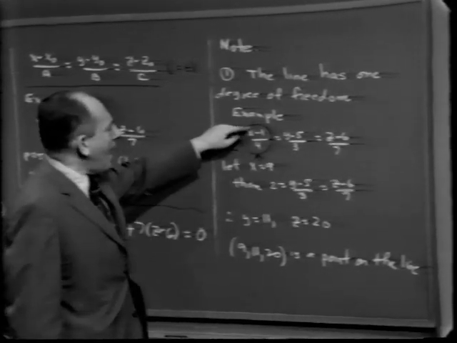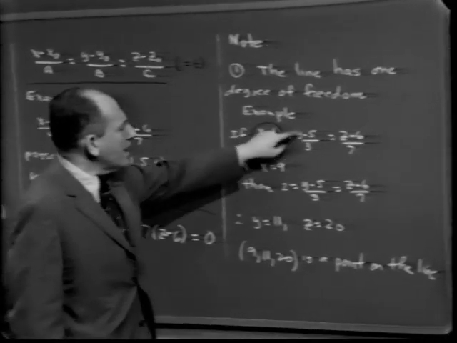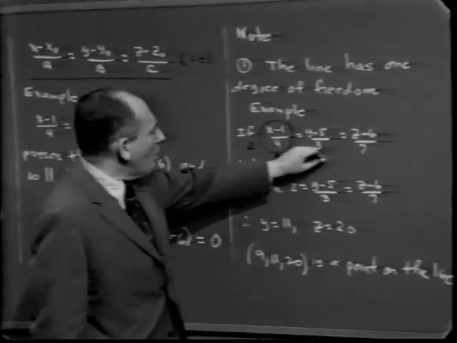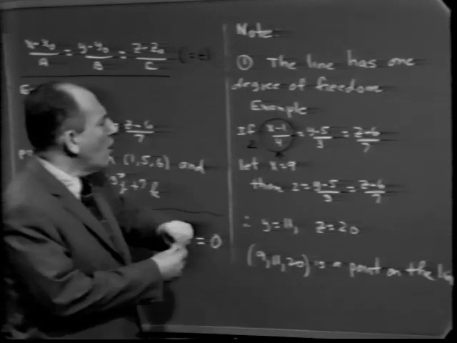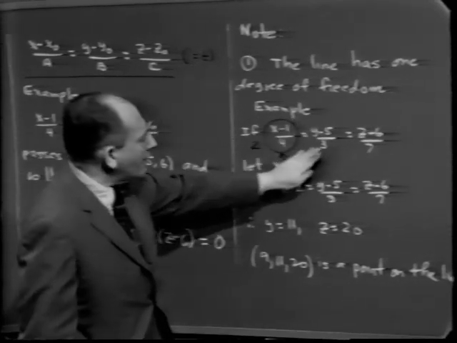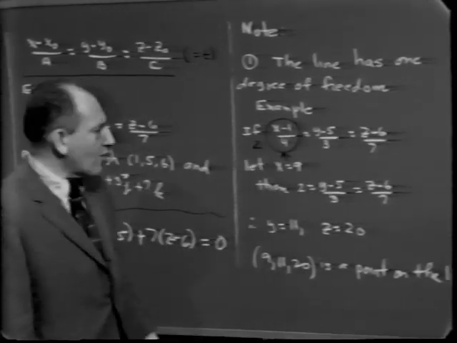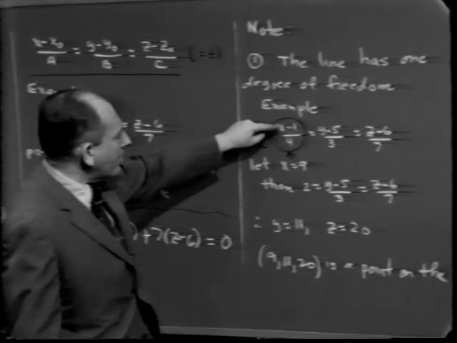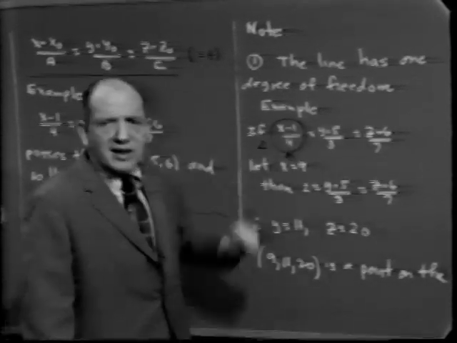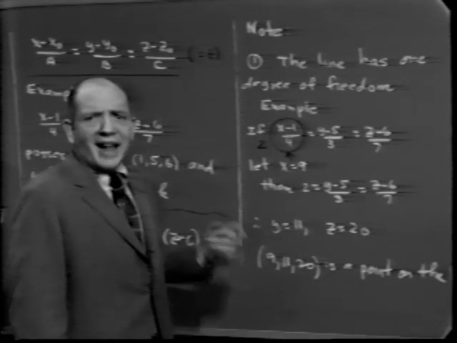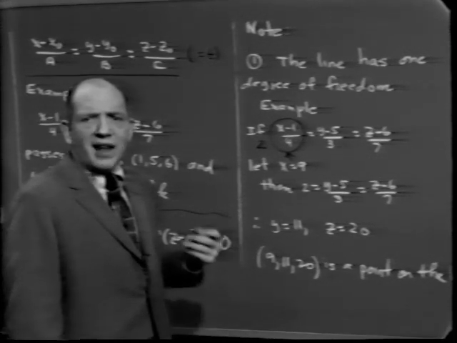They say, why isn't this (x - 1)/4 = (y - 5)/3? Why can't I treat that as one equation? Or why couldn't I take (y - 5)/3 = (z - 6)/7? Or why couldn't I take (x - 1)/4 and say that equals (z - 6)/7? And the answer is that by itself isn't enough.